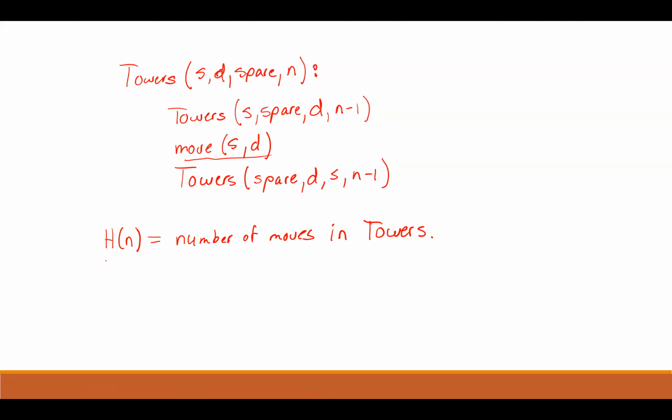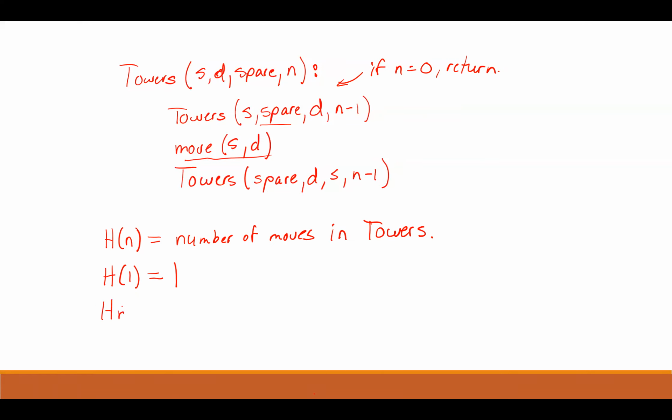Okay, so the base case, if I have one disk, then I do one move, right? So I should have here, if n is equal to 0, simply return. Okay, so if n is equal to 1, I have one move. These return without moving anything.